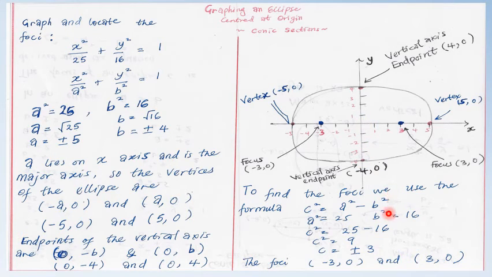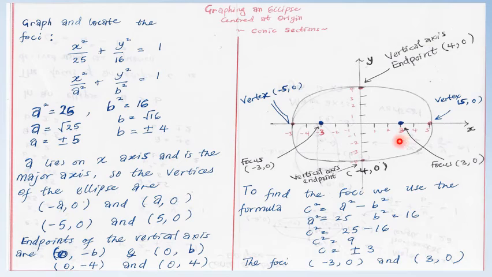But we also want to find the foci of this ellipse, and we know that there's a formula we can use, which is c squared equals a squared minus b squared. A squared is 25 and our b squared is 16. So c squared equals 25 minus 16, c squared equals 9, c equals the square root of 9, which is plus or minus 3. So the foci are going to be minus 3 comma 0 and 3 comma 0, which is here, minus 3 comma 0 and 3 comma 0.